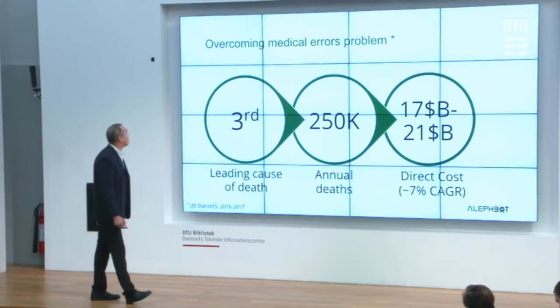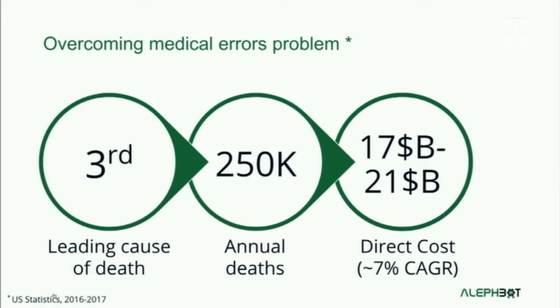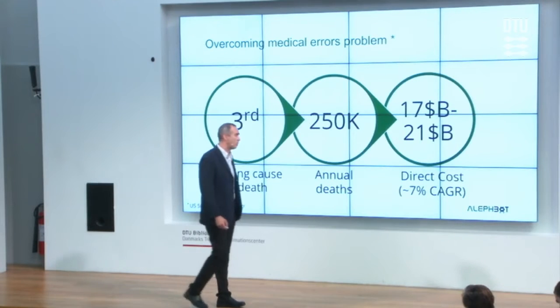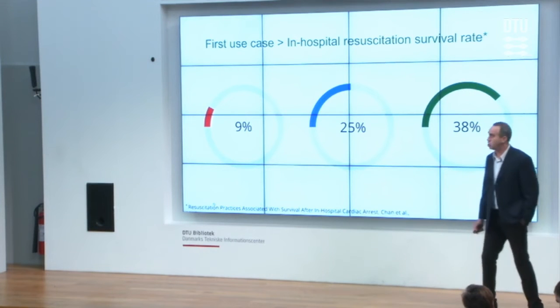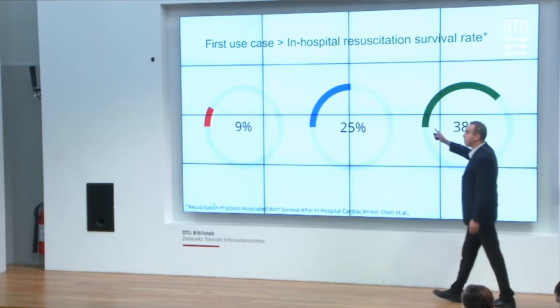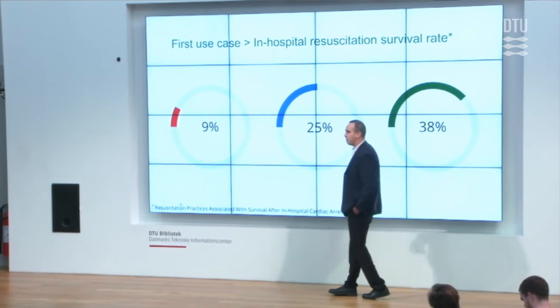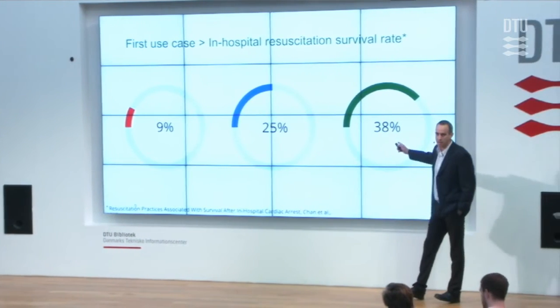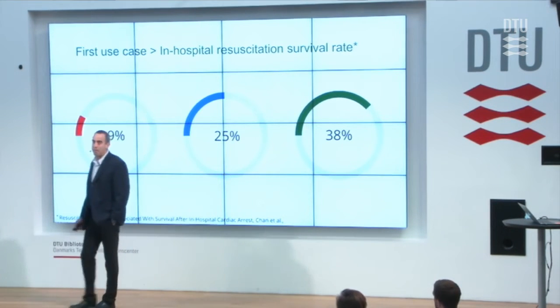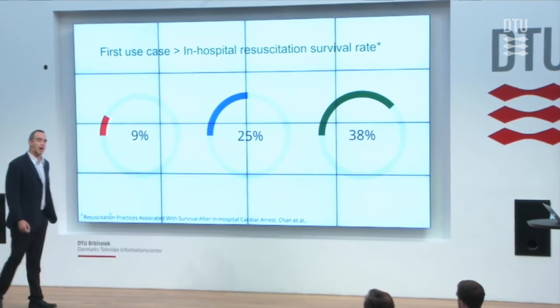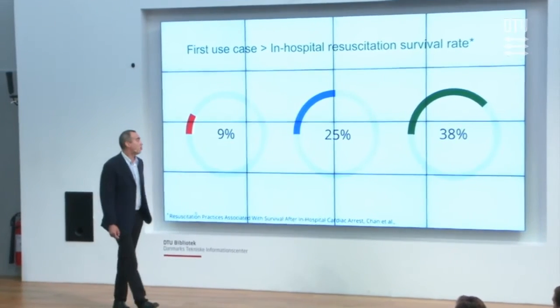So medical problems are the third leading cause of death in the US, with a direct cost of $20 billion and readmission on a system that is already overloaded. Let's talk about our first use case, which is in-hospital resuscitation. The average survival rate is 25%, whereas an excellent hospital may outperform and reach 38%, and there are other hospitals that reach only 9% survival rate. And the gap is huge. According to researchers, the gap is attributed to medical error and to the human factor.